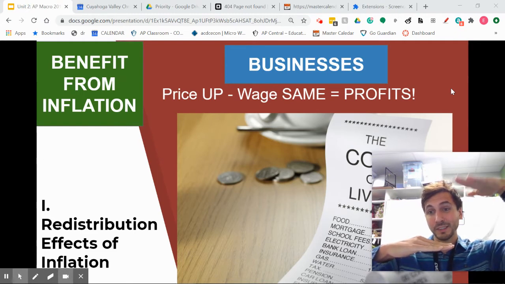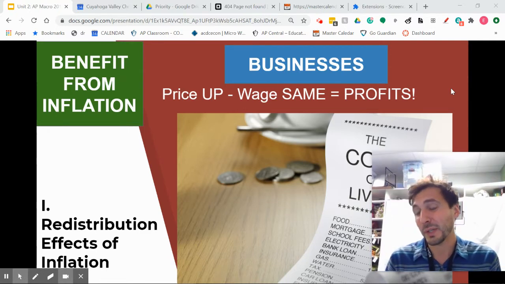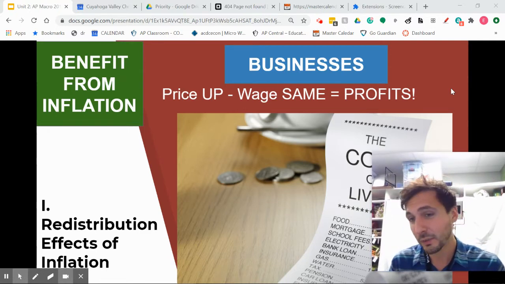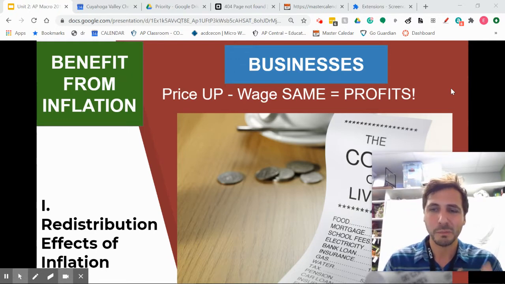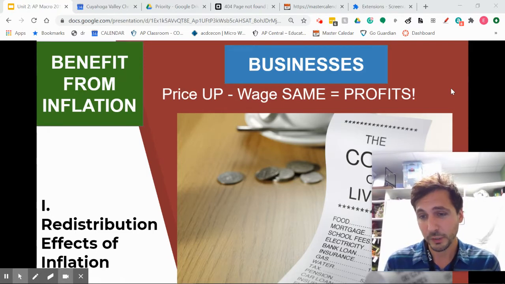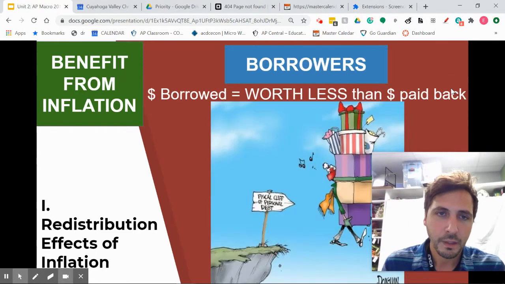The difference between what I can sell products for and the cost of making it is my profit. So inflation actually creates temporary profits, which are really, really good for businesses. Prices go up, wages stay the same, they produce more, they make more profit. Businesses benefit from inflation in the short run.